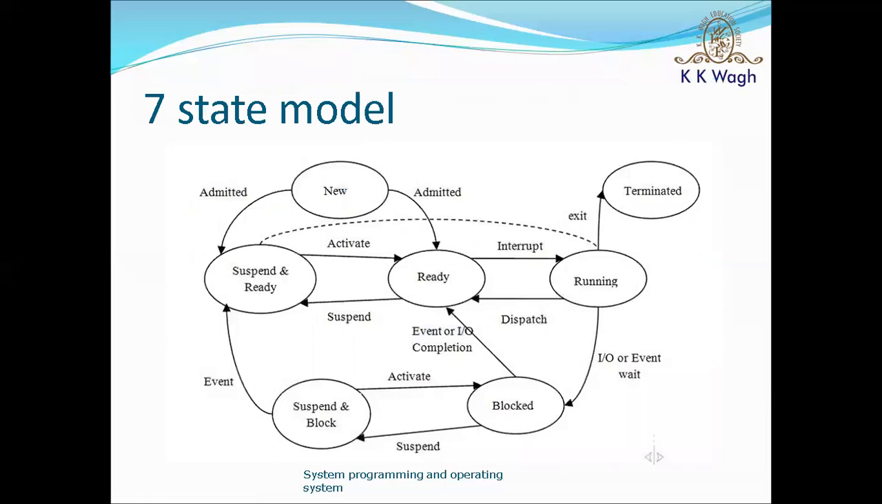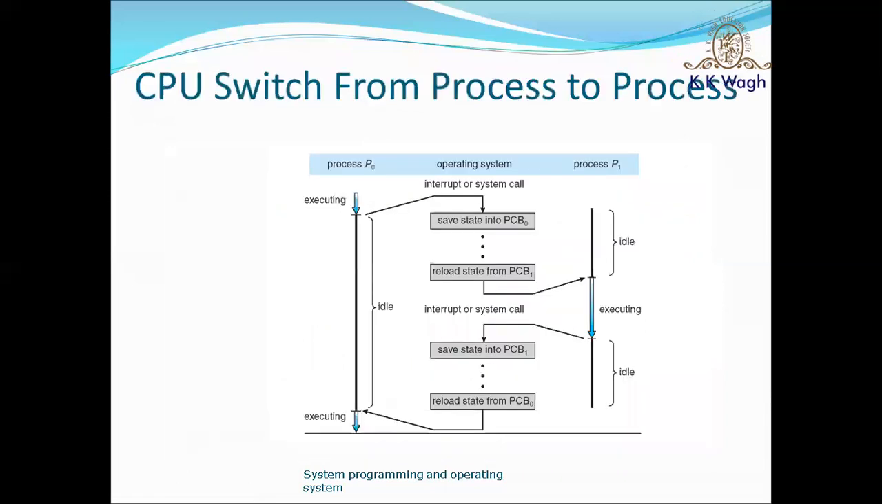Here is a 7-state model of a process. Now here you can see the CPU switch from process to process. The process control block is used to save the state of the previous process and move the control of the CPU to the next process. This figure clearly denotes the same thing.